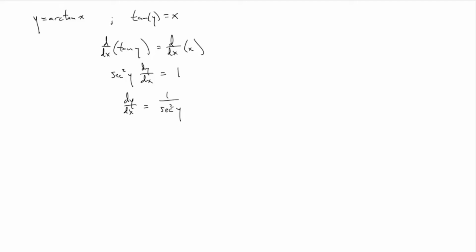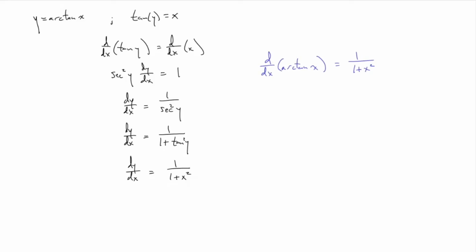But we'd like dy dx to be in terms of x. We can use a trig identity to rewrite the denominator here. And the trig identity is that 1 plus the tangent squared y is equal to the secant squared y. So we have dy dx is 1 over 1 plus the tangent squared y. But the tangent of y is equal to x. And so that gives us that dy dx is 1 over 1 plus x squared. In other words, the derivative of the arctangent of x is 1 over 1 plus x squared.